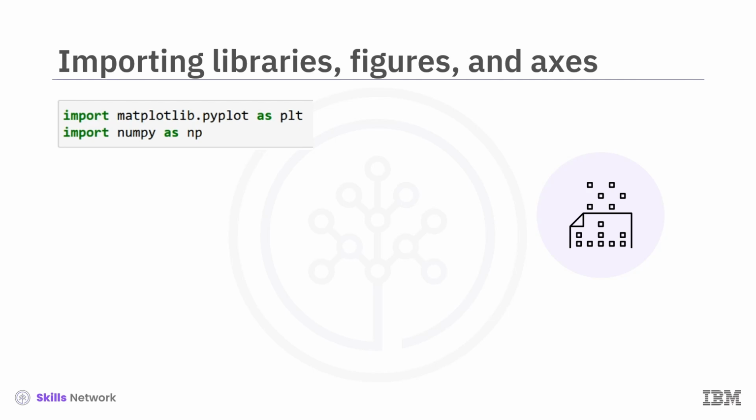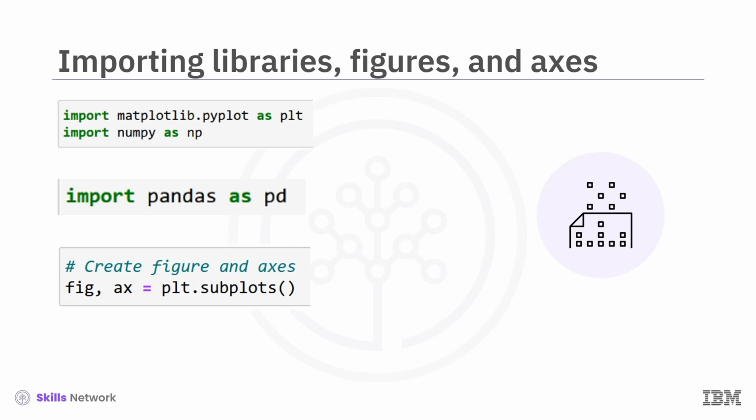import matplotlib.pyplot as plt. Here we're importing pyplot as plt. We have also imported NumPy as np, as NumPy arrays are usually used as a data source for plotting and also support mathematical functions. Next, for tabular data, import pandas. Then call the subplots function and create a figure, the canvas window, and the axes. It's the area where the plot appears.